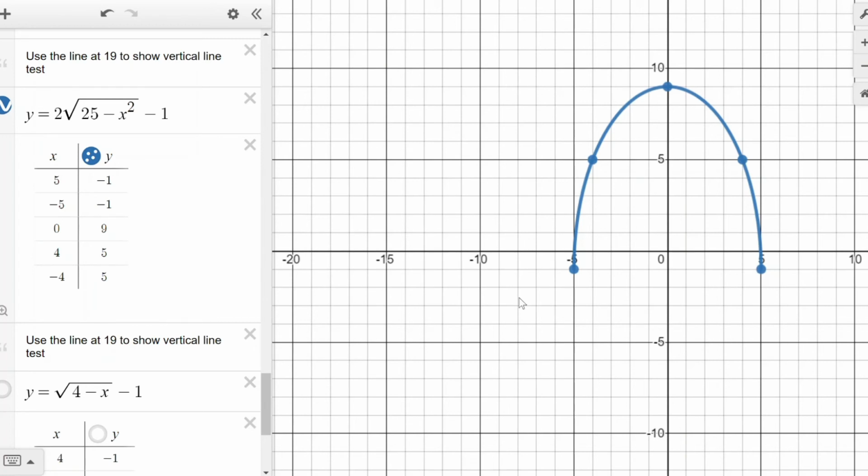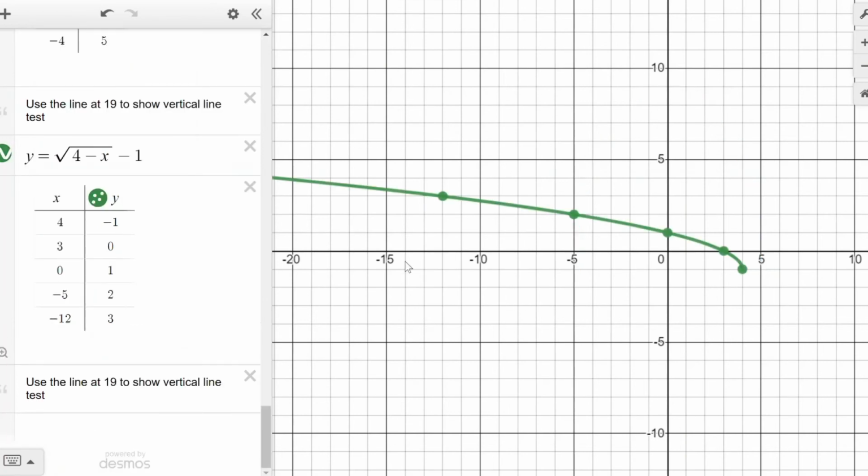All right, let's move on to the next equation. This is our last equation, and you can tell also that it would pass the vertical line test, so I won't be going up to line 19 to get it because you, I'm sure at this point, trust me. But this is another one.